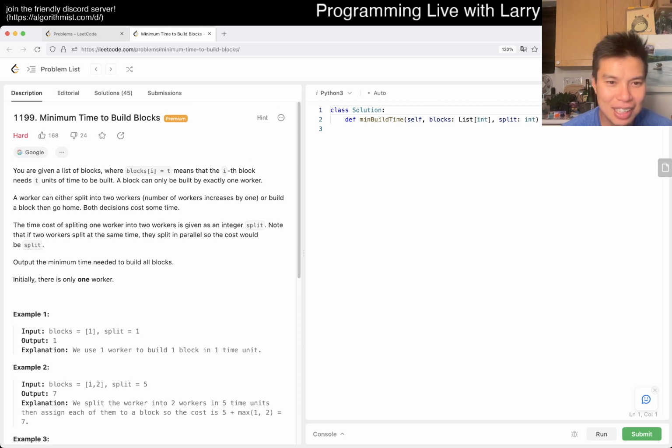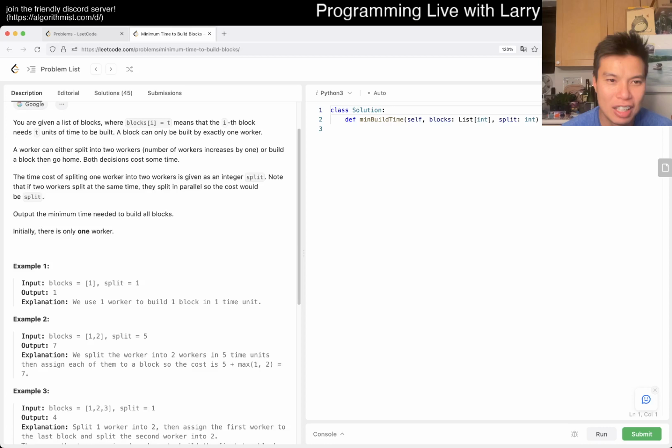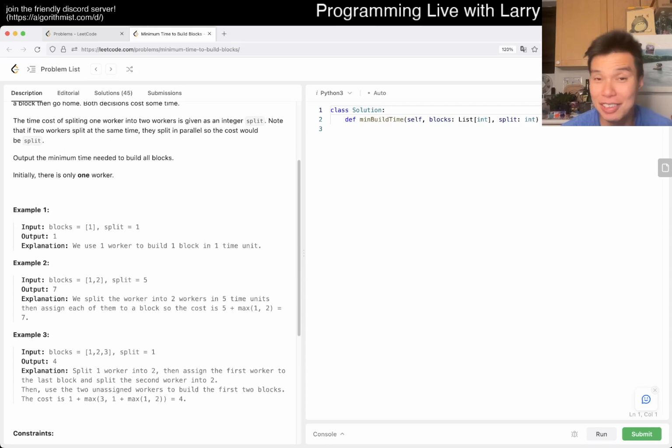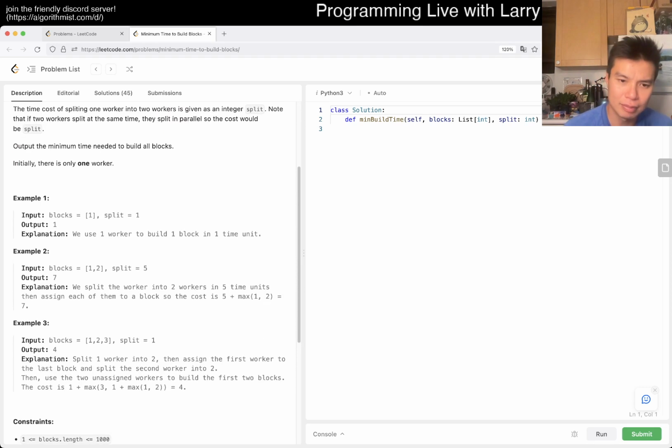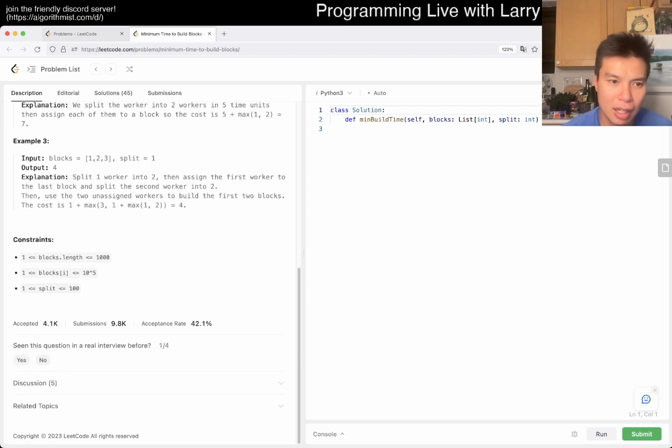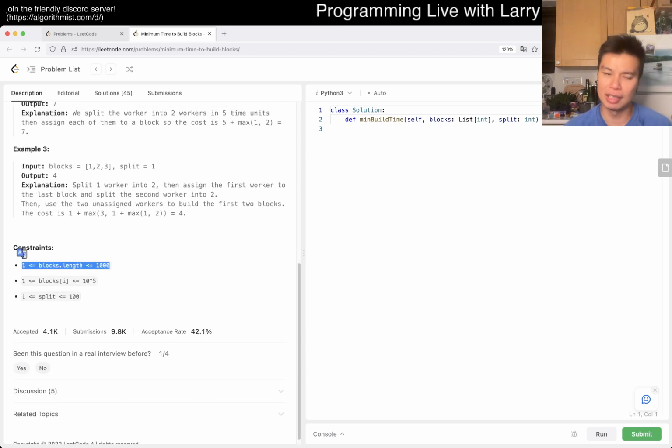Man, what does that mean by splitting? Okay, let's take a look at some examples because I'm not really sure. Let's say you have a block of one, and it costs one to split. So we can split in one unit, and then you assign them to that block. Okay, I see. A block can only be used by one worker. Okay. N is equal to 1,000. That's what I needed.